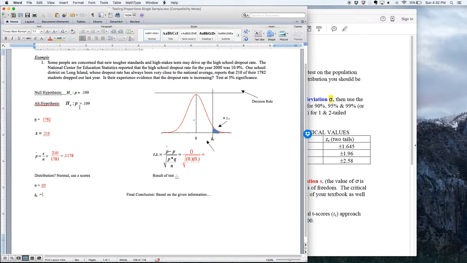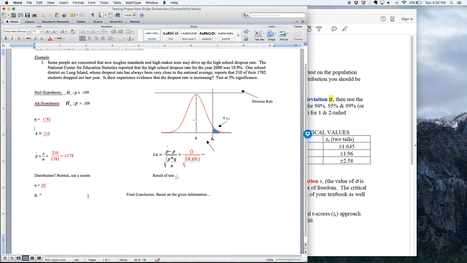Now, some people always ask me, how would I know whether it has a not equals to? Well, let's say this question right here, this piece. What if it said, is there evidence that the dropout rate is different than 10.9%? They said something to that effect. Different meaning what? More or less? What if they didn't specify? Like this question specified, increasing, higher than. So it kind of gives it away that it's a right-tailed test. But not every test is a right-tailed test.